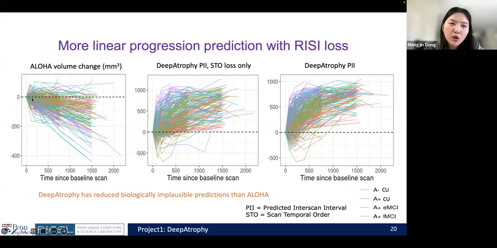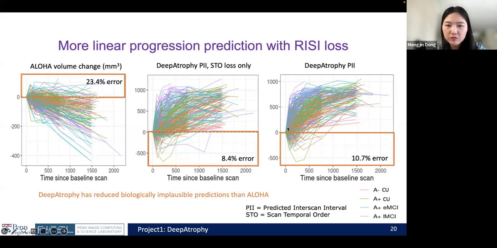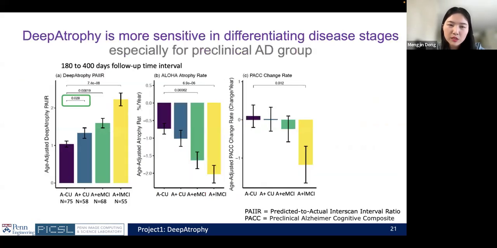So with ALOHA volume, the lines are more straight because they are more like numerical analysis, but we found that with deep learning models, the lines are maybe sublinear because of the ability to detect differences. But the error rate for DeepAtrophy actually decreased a lot from ALOHA measurements.